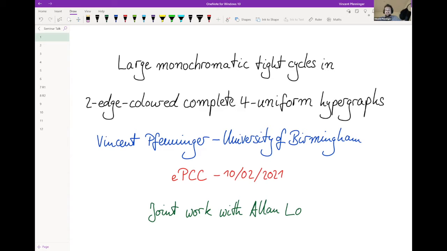Okay, so today I'm going to be talking about large monochromatic tight cycles in two-edge colored complete four uniform hypergraphs. And this is all joint work with my supervisor, Alan Lowe.